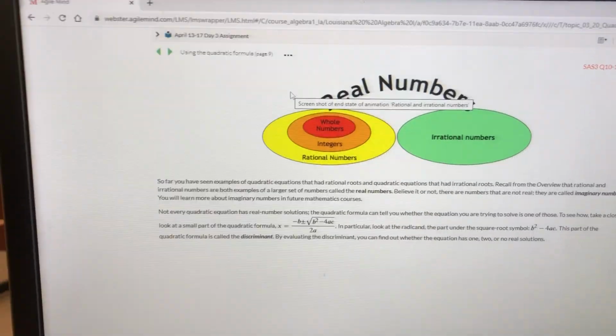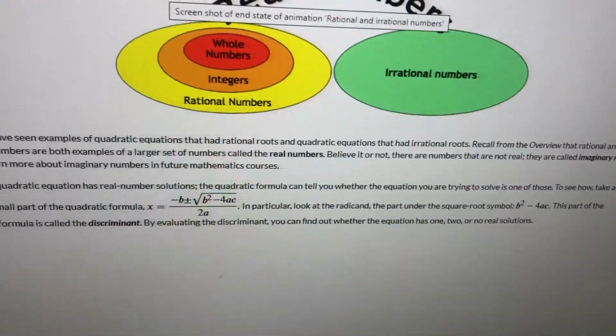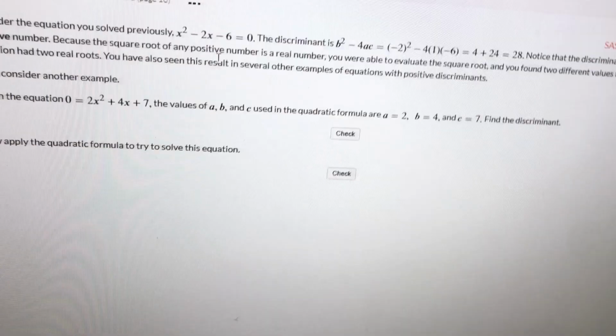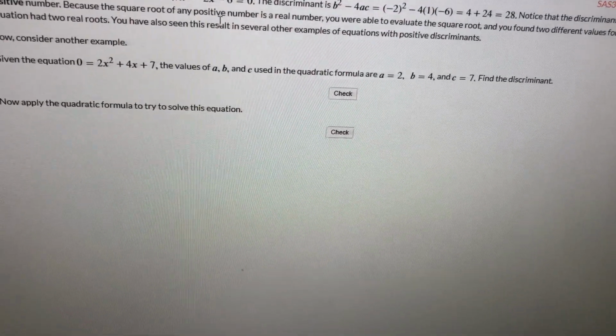There are 4 more. It gets to talking about what are imaginary numbers, what is the discriminant, and so forth. The rest of the slides will walk you through this. I really just wanted to make a video to show you how to use the quadratic formula.